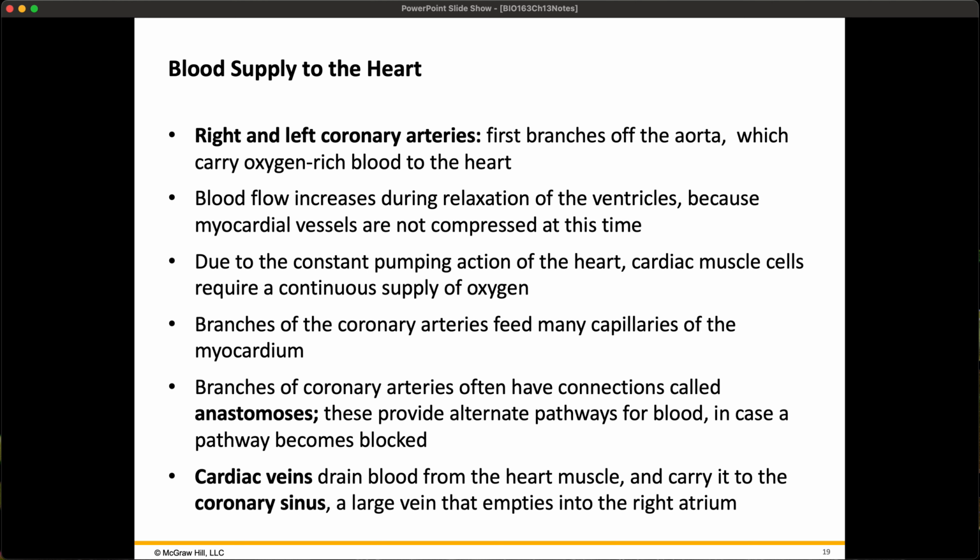Well, now I live in Raleigh, and I have 7 different ways that I can get home. So if a road is blocked, I can go around this way, I can go around that way, I can take that route. So there's always a way for me to still get to my home. That's what an anastomosis does for the heart.